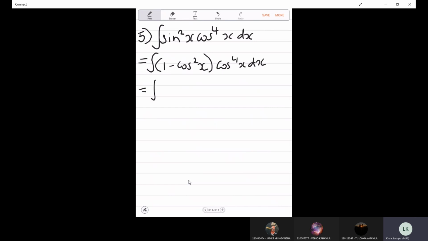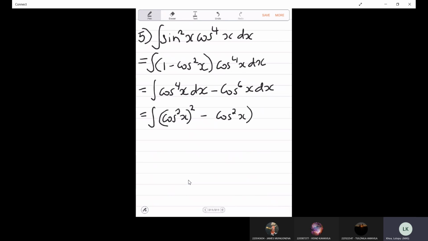This is the integral of cos to the power of 4 of x dx minus cos to the power of 6 of x dx. Then we can rewrite each of these as cos squared to the power of something else. So this is the integral of cos squared of x squared minus cos squared of x to the power of 3 dx. And then we rewrite this using our double angle identities.